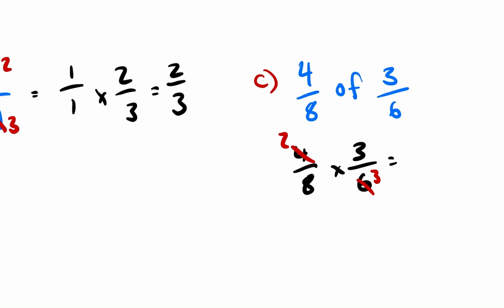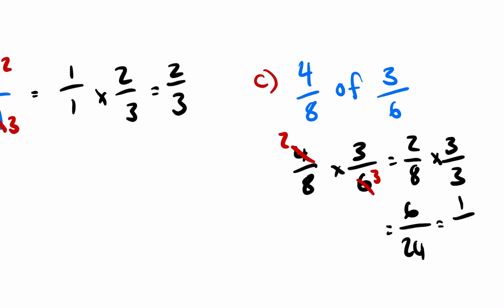So I end up with 2 over 8 times 3 over 3. So 2 times 3 is going to give me 6, and then 8 times 3 is going to give me 24. Then my last step is asking, can I make this any smaller? And I can divide by 6, because 6 can go into both 6 and 24. That's going to give me 1 over 4. So that is the end of that one.